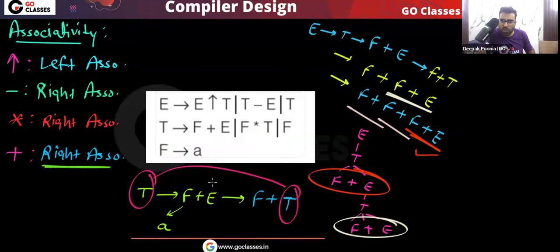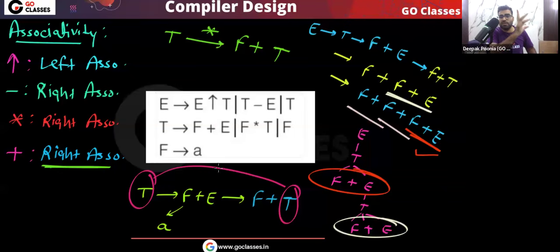I hope you understood that this plus is basically right associative, because you can see this T will go to F plus E, then this E can go to T, yes or no? So ultimately T is overall going to F plus T. Indirectly, of course, this is indirect right recursion.